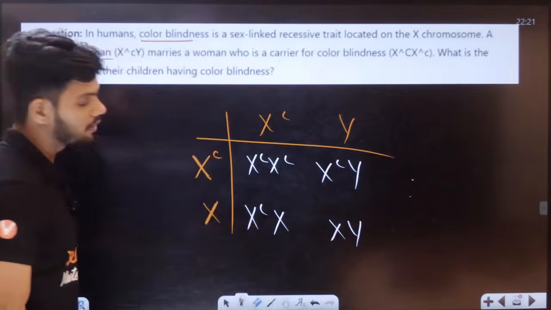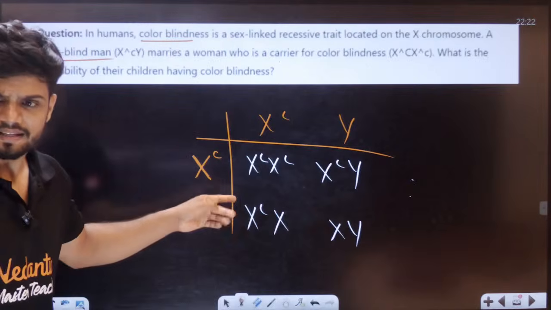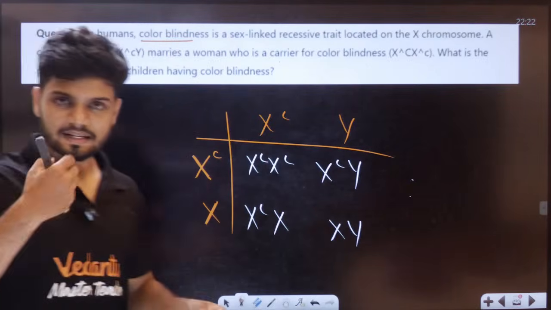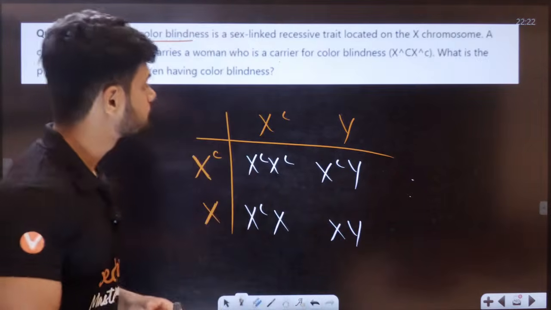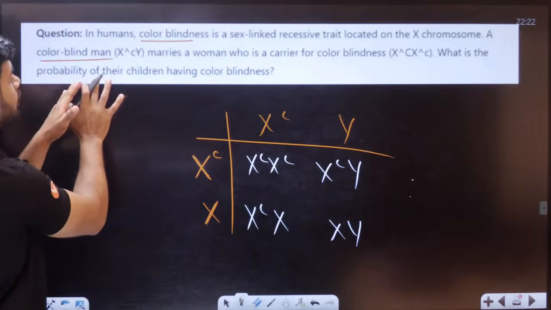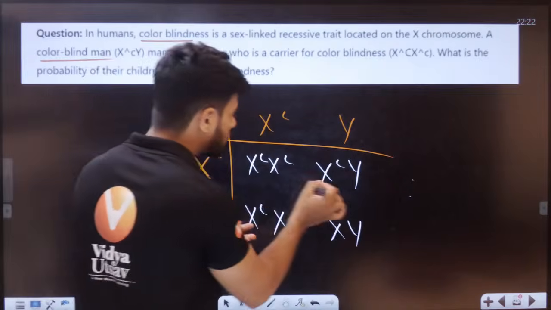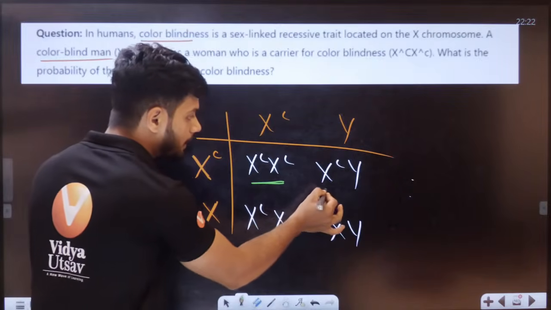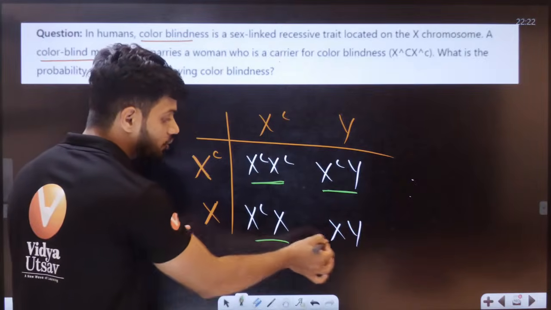The question is asked. Now let's see the question. It is X-linked, not Y-linked. It's an X-linked disease. This entire disease is because of mutation on the X chromosome. Yes or no? Let's see. The question is asking what is the probability of their children having colorblindness? It says children. So colorblind, carrier, carrier, normal.